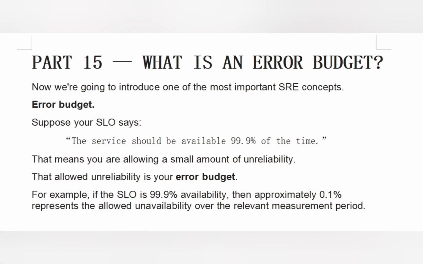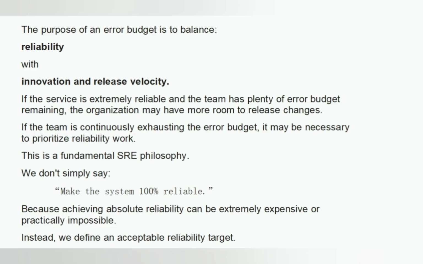To the next part, what is an error budget? So suppose your SLO says the service should be available 99.9% of the time. That means you are allowing a small amount of unreliability, right? That allowed unreliability is your error budget. For example, if the SLO is 99.9% availability, then approximately 0.1% represents the allowed unavailability over the relevant measurement period. The purpose of an error budget is to balance reliability with innovation and release velocity.